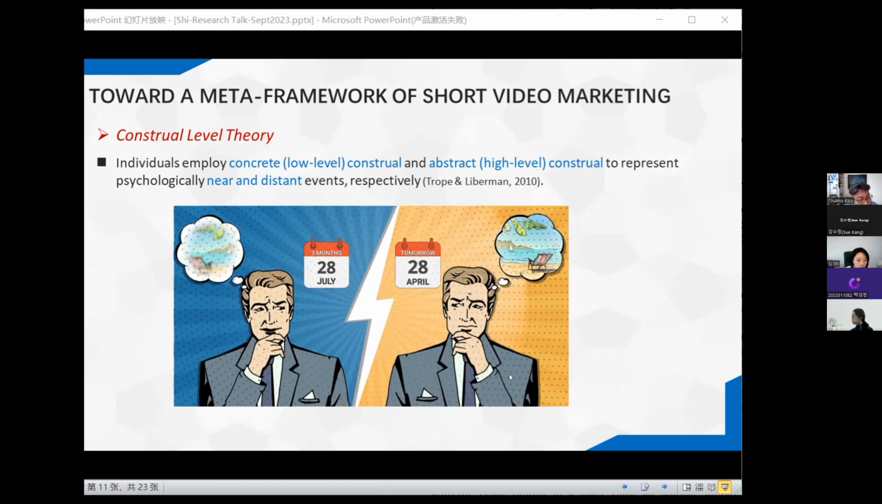As you can see from this picture, on the left side, if a man is thinking of an event which is 3 months away, that is relatively distant from now, right? So this man will think of this event more abstractly. That is, he's in a high-level control and focuses on the broader perspective. But if he is thinking of an event which is tomorrow and very close from now, he will focus on more details and take a narrower perspective. So in this case, he is in a low-level control. These two different levels of control will impact the individual's information processing styles.